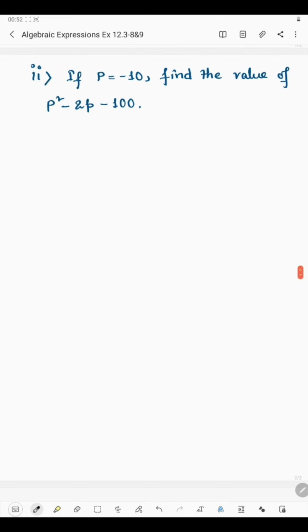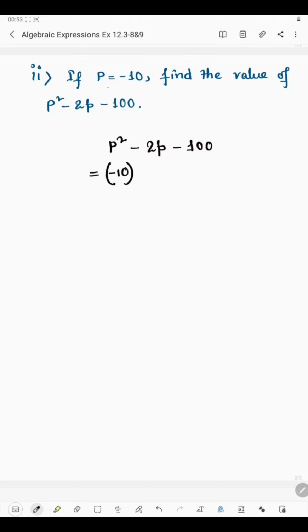Now in the second part we have: if p is equal to minus 10, find the value of p square minus 2p minus 100. So the expression is p square minus 2 into p minus 100. So here we will have to find the value of this expression. Now here we can see that all these three are unlike terms, so this cannot be simplified. So directly we can put the value of the variable p.